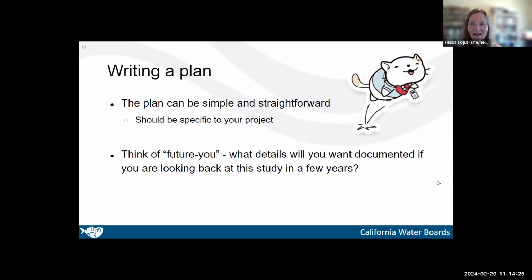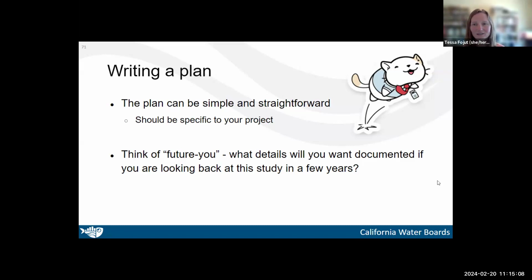But I like to think of it as your project plan, whatever you end up calling it. If you have a requirement in a grant or something, use that term, but you're just documenting your plan for your project. So it can be simple and straightforward. The EPA guidance has 24 elements that need to be in your QAP, but it doesn't need to be a really tedious exercise to get there, because it's really trying to get at the who, what, where, why, when of your project. And you want it to be very specific to your project.